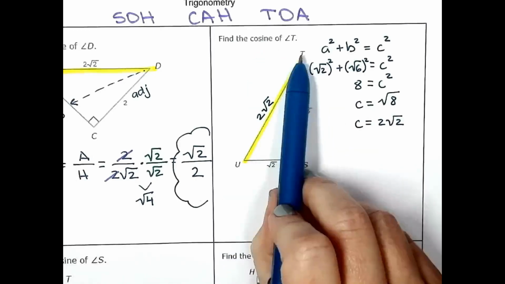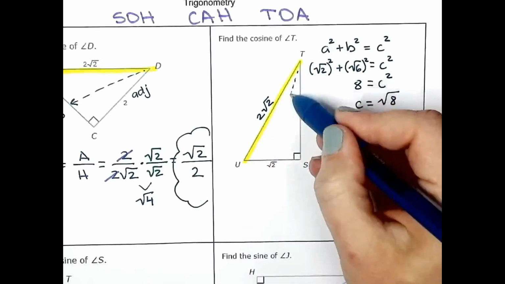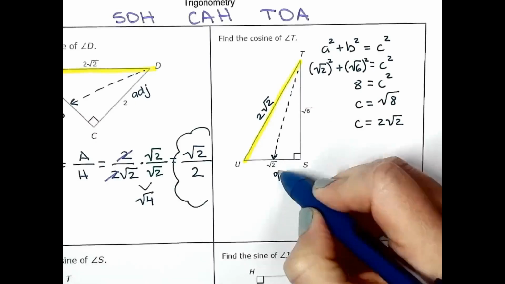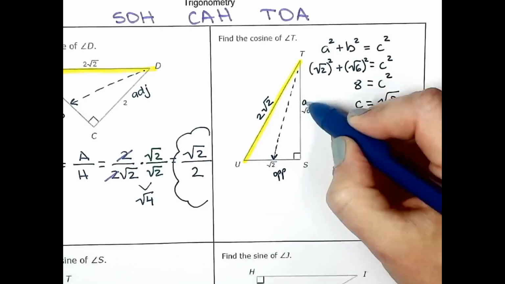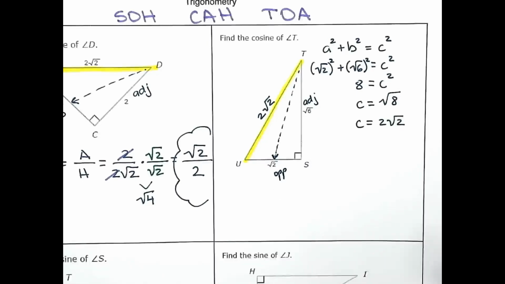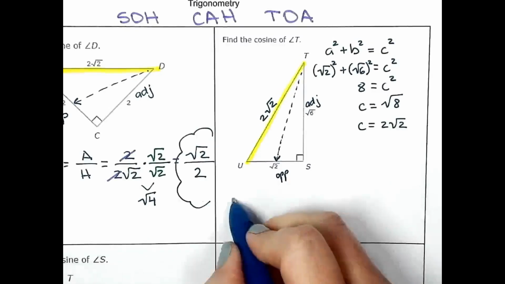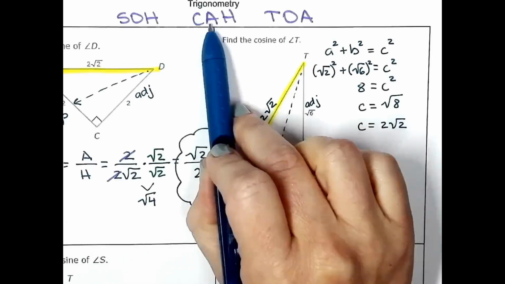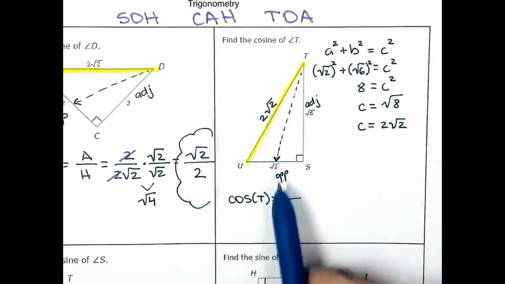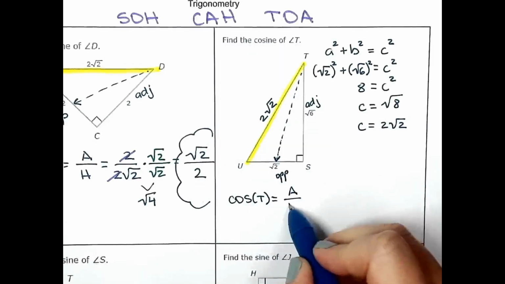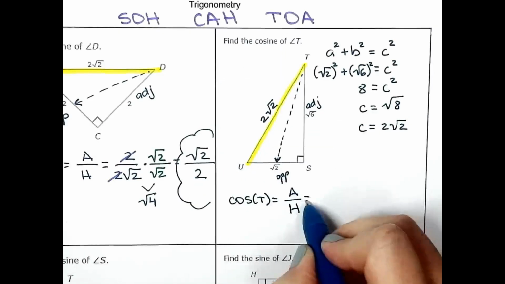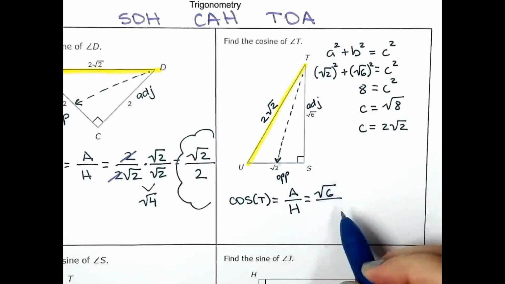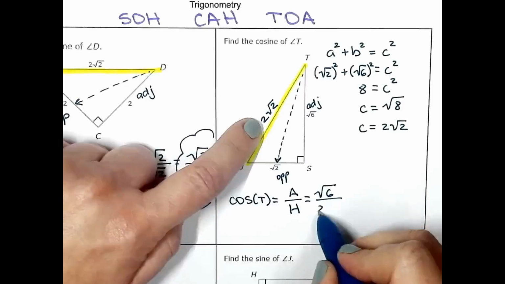Cosine of angle T, T is right there. I will label everything before I start. So here, opposite to angle T, adjacent to angle T. Okay? Cosine of angle T is adjacent over hypotenuse. The adjacent side right here is square root of 6. The hypotenuse right there is 2 square root of 2.